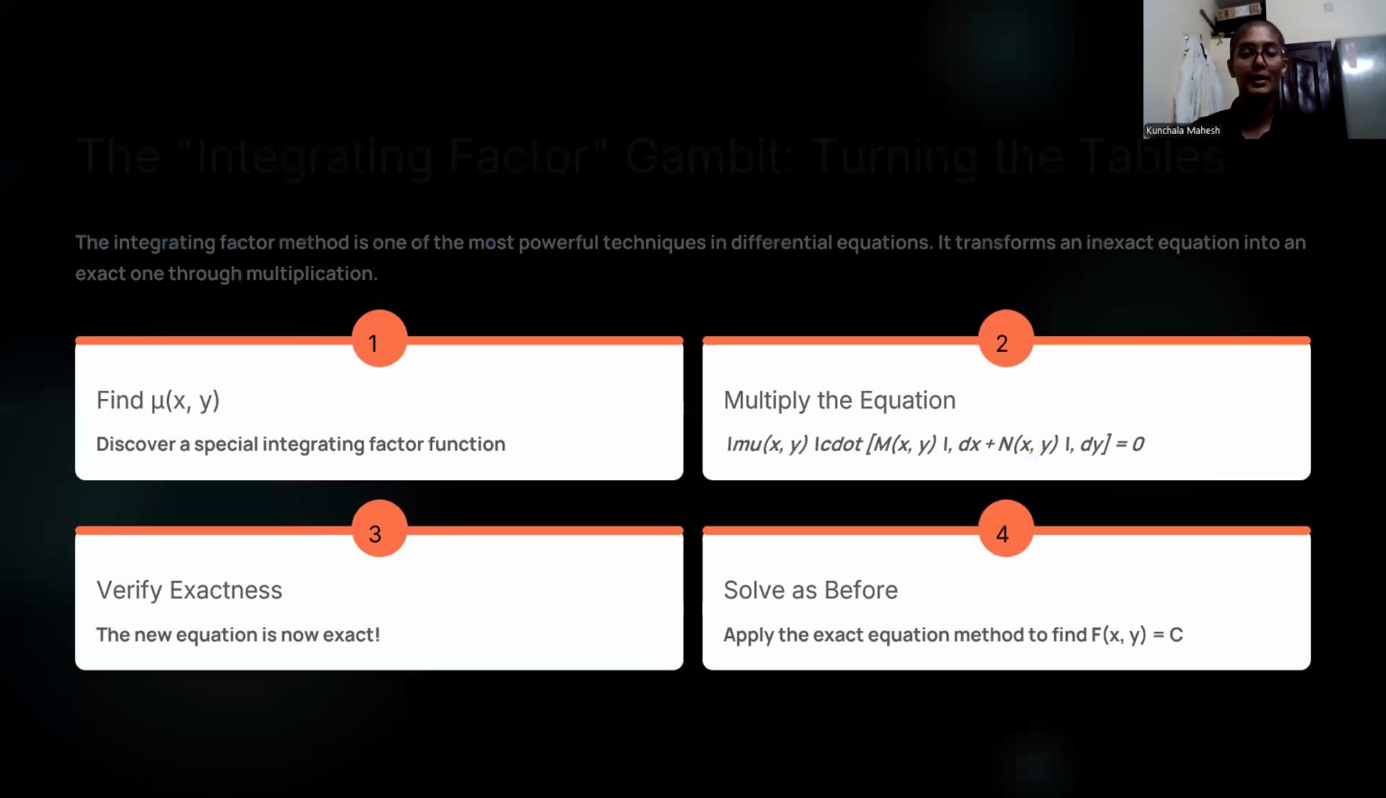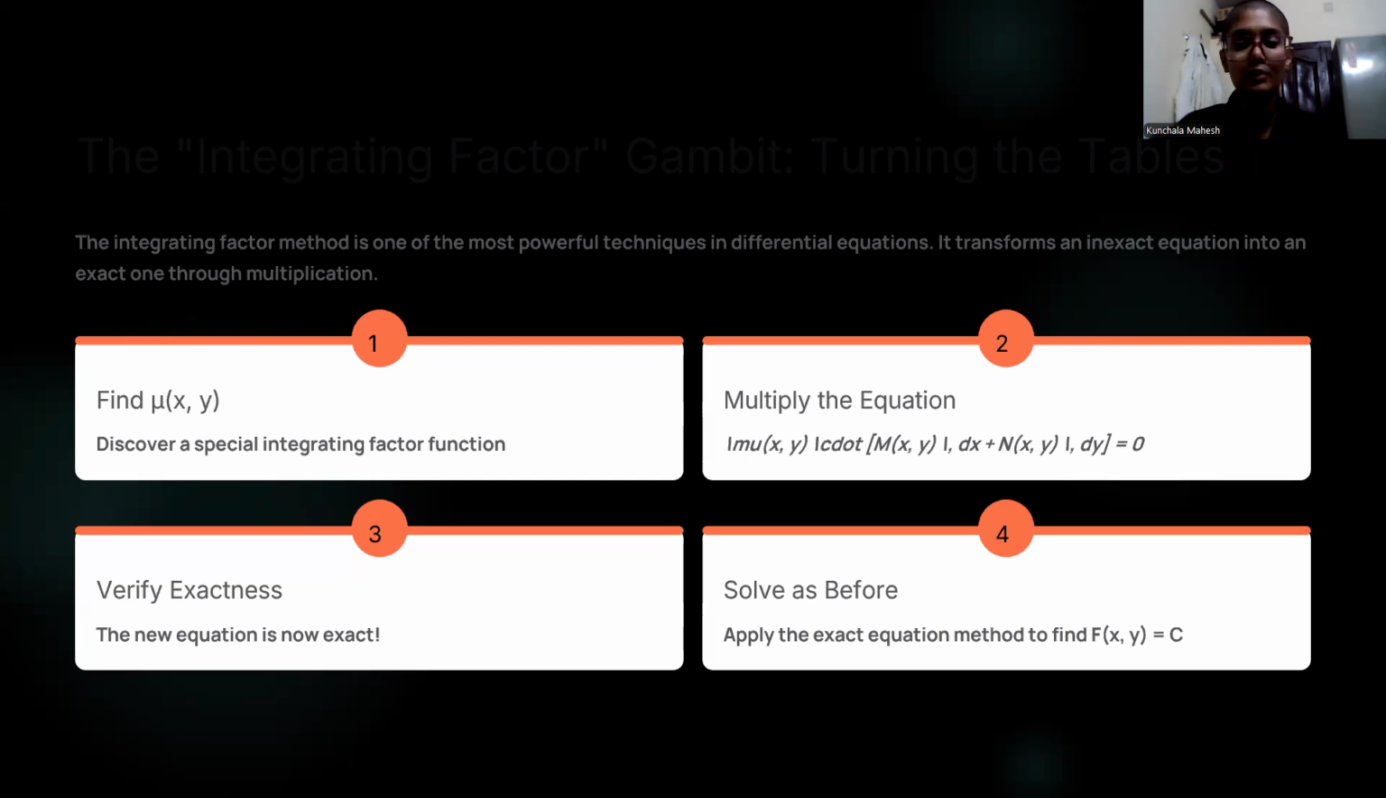The integrating factor method is one of the most powerful techniques in differential equations. It transforms an inexact equation into an exact one through multiplication. So, the integrating factor gambit, turning the tables. There are 4 steps here. The first one is finding μ(x,y): you have to discover a special integrating factor function. The second one is that you have to multiply the equation: μ(x,y)M(x,y)dx + μ(x,y)N(x,y)dy = 0.